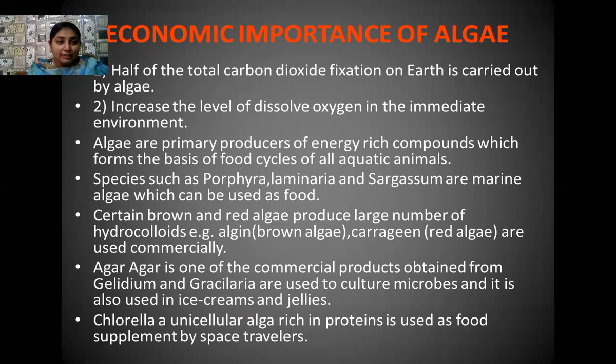And one very special thing about these algae: there is a species of algae known as Chlorella, which is a unicellular algae, and this algae is rich in proteins. It is used as a food supplement by various space travelers who spend a lot of time in space. So they cannot carry so much food with them. Instead of that, they use these dried Chlorella masses, and in this way they obtain proper nourishment when they visit space.